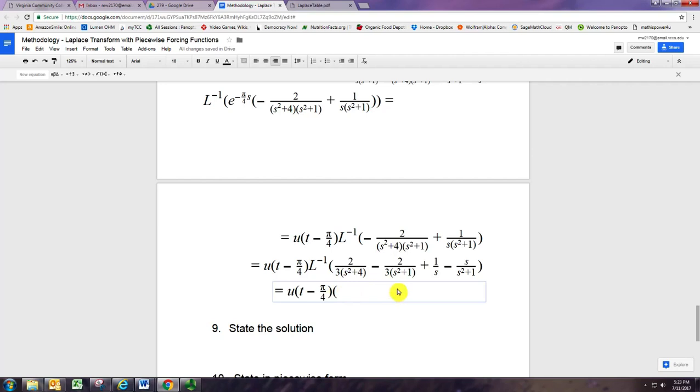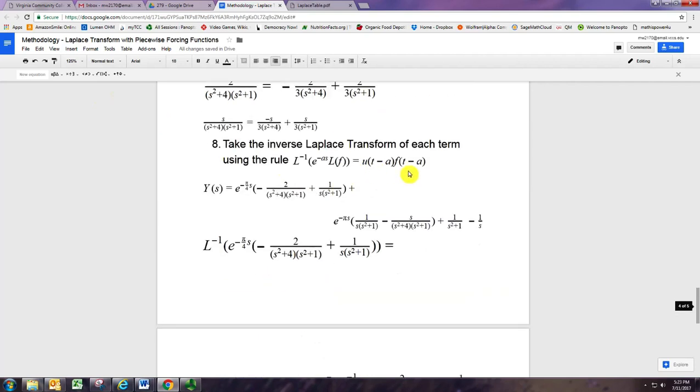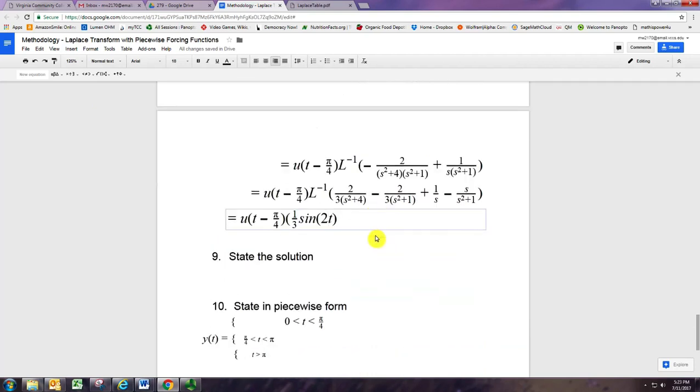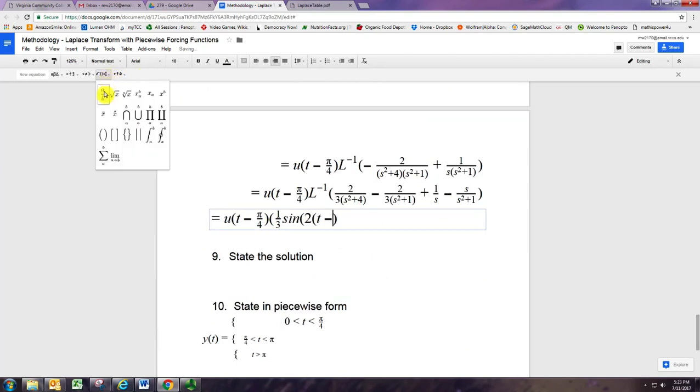All right, so the inverse transform of that part, you do have the 1/3, right? Because that 3 in the denominator isn't really accounted for by anything in the table. And then you have a sine of 2t normally. We talked about 2 over s squared plus 4 being sine of 2t. But by this formula, you have to shift t minus a afterwards. So we're now going to replace t with t minus pi over 4.